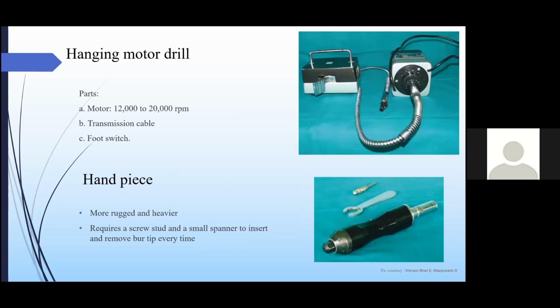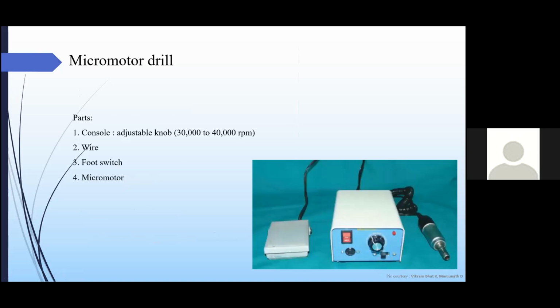There are varieties of drills. In olden times, we used to use a hanging motor drill. You can see the picture. This is a hanging motor drill. It has parts like a motor, which provides a revolution speed of around 12 to 20,000, a transmission cable, and a foot switch. It is obsolete nowadays. It has been replaced by the micromotor. It also has a handpiece which is very heavy, and it has a screw stud along with a spanner, which was used to remove and insert the burr every time during the surgeries. So it's not used nowadays.